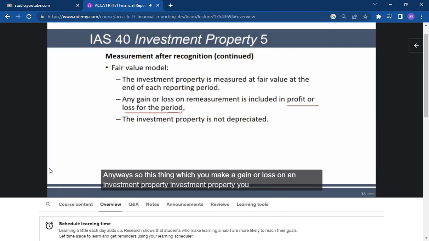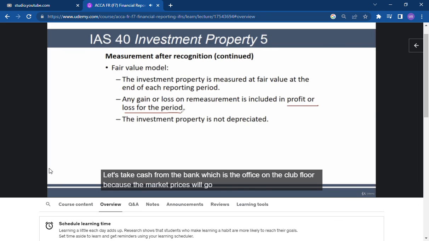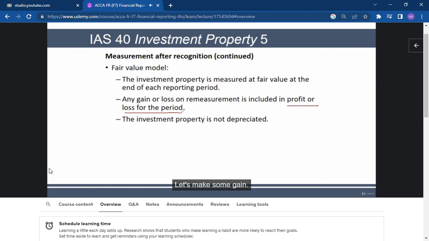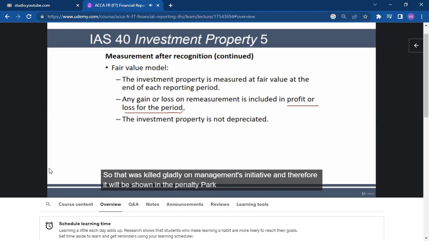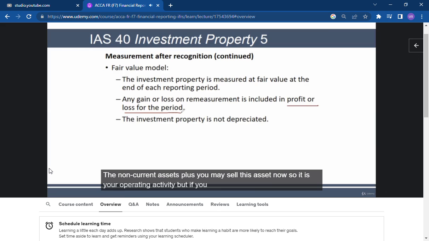Anyways, this gain or loss which you make on an investment property you never needed in business actually. You had cash in the bank, 100,000. It was management's decision: let's take out cash from the bank and purchase the office on the 12th floor because the market prices will go up, and let's make some gain. So that was clearly management's initiative, and therefore it will be shown in the P&L part, which is the reflection of management activity. Plus you may sell this asset now. So it is your operating activity.